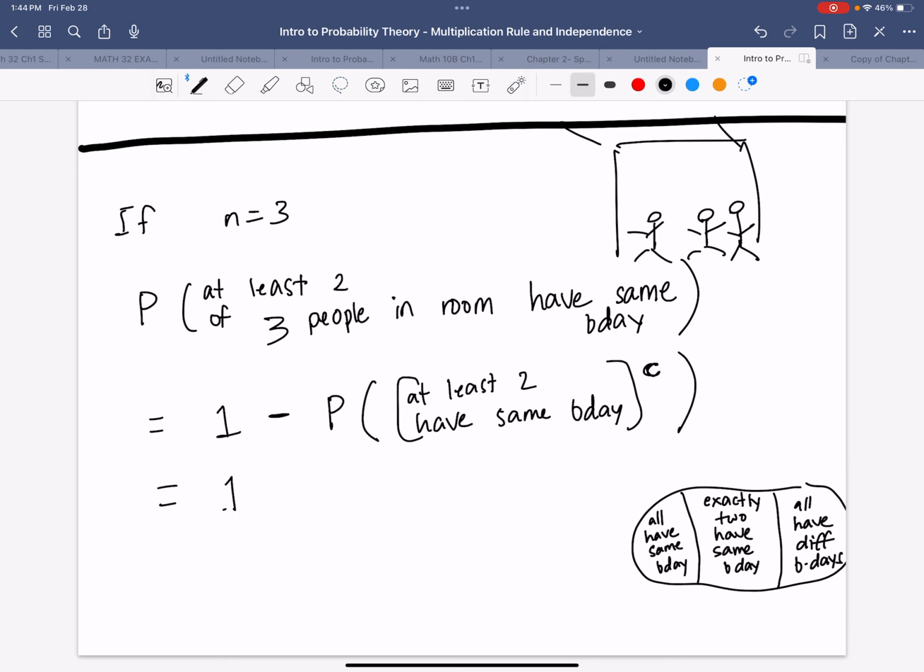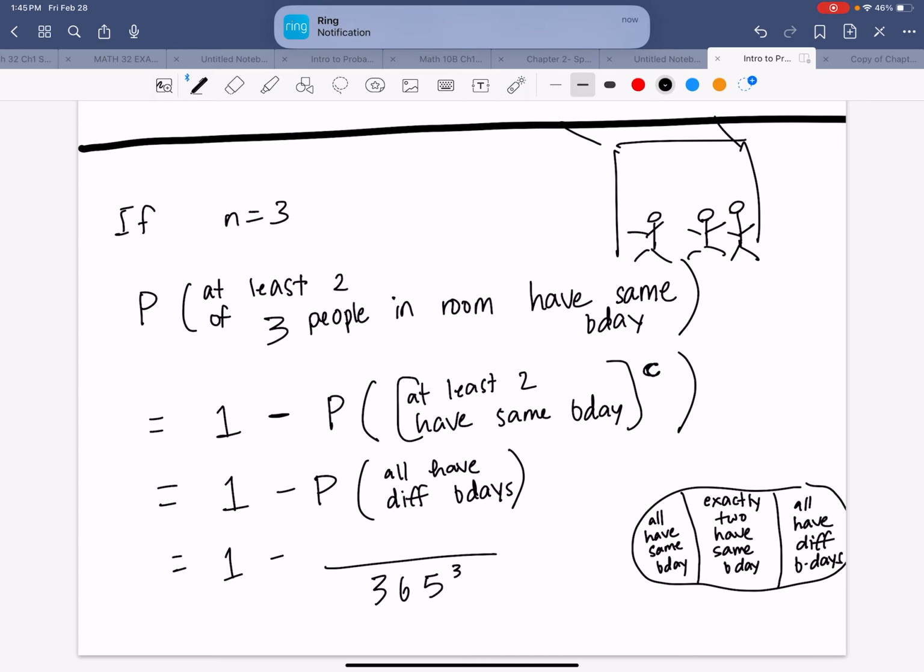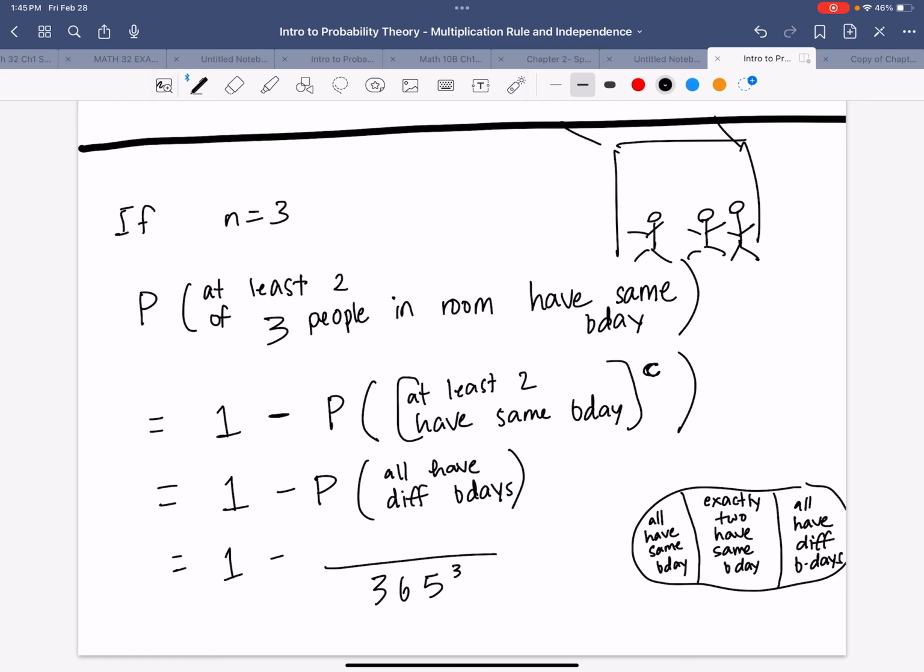Okay, so I'm going to write this is the same as 1 minus the probability that they all have different birthdays. And now I've got to figure out how to compute that probability. Well, how many birthdays are possible? 365 options for the first person, 365 options for this one, 365 options for that one. So it'll be 365 cubed for the total possible birthdays, or the number of ways that the 3 can have birthdays.